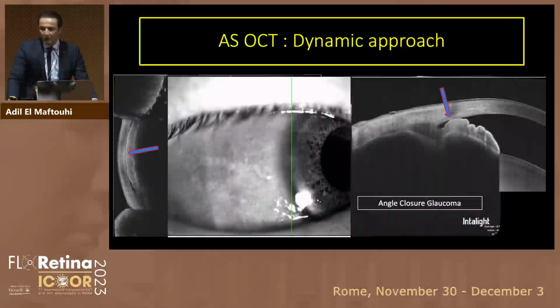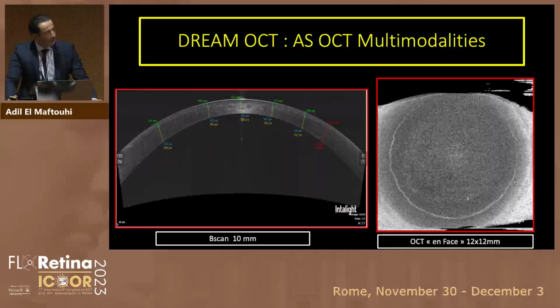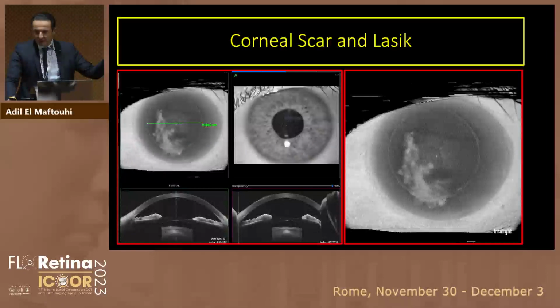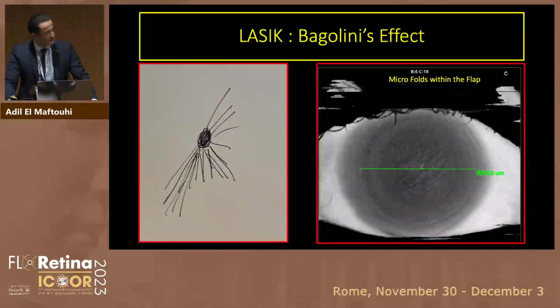Anterior segment OCT can bring a multimodality approach, both with B-scan and with en-face OCT, useful for refractive surgery. You can measure the flap and the residual stromal bed, and with the en-face OCT, navigate through the cornea. Look, in this case, at a scar within the flap, you can easily identify the lesion, and you can also measure the flap diameters.